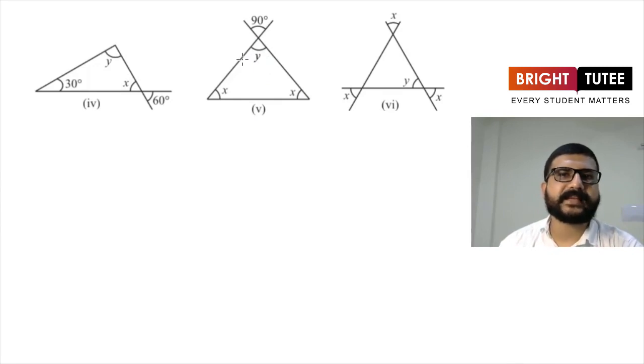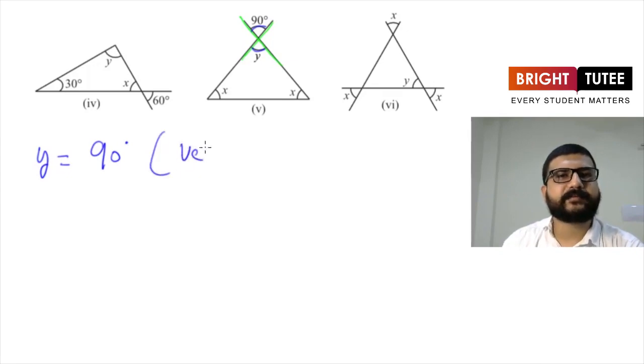Here, two lines are intersecting each other, as we can see here, this line and this one. These two lines are intersecting each other. So, what do you think about the angles formed here? This 90 degree and this y, are they equal? Yes, they are equal. And why are they equal? Because they are vertically opposite angles. We know vertically opposite angles are equal. So, here we will write y is equal to 90 degrees because these are vertically opposite angles.